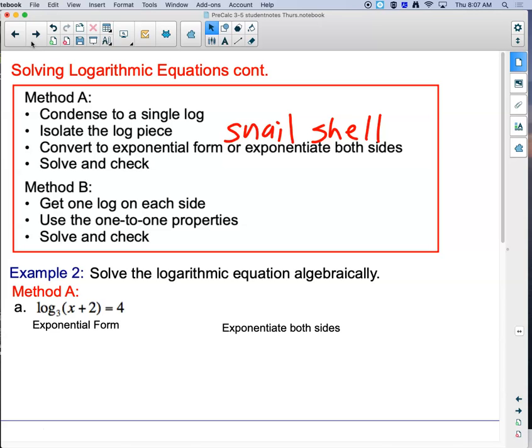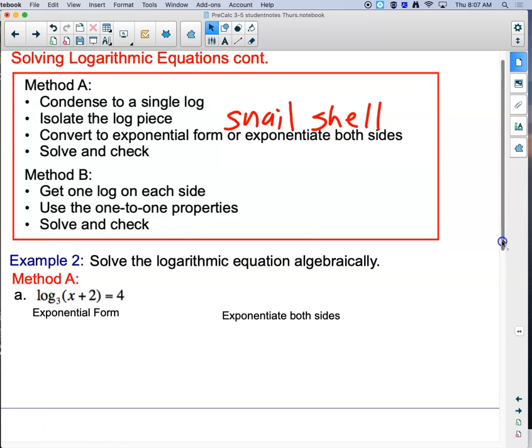Method B, get one logarithm on each side. So if you do have multiple logarithms and they're actually on both sides of the equals, then we need to figure out, are they the same logarithm? Because if they are, then they don't matter anymore. They're equal. Just like our bases being the same before made it so that we could drop the bases out of the algebra. Same thing here. And use those one-to-one properties and solve and check.